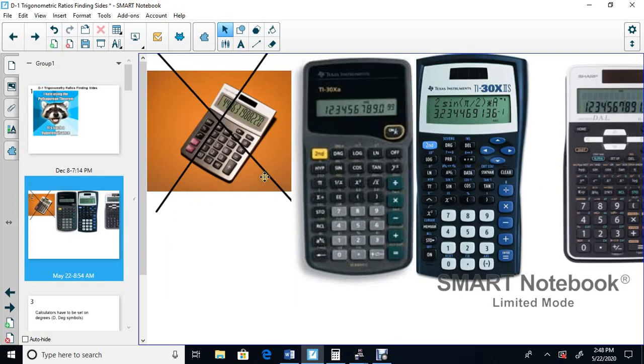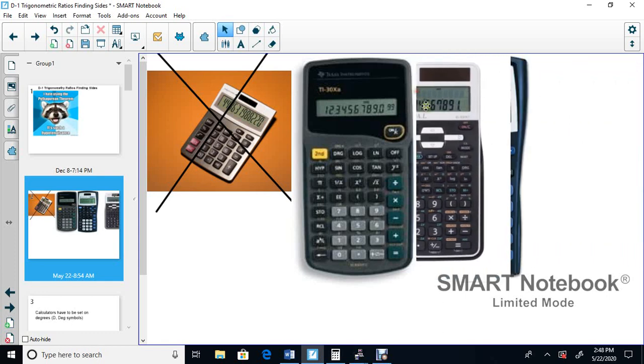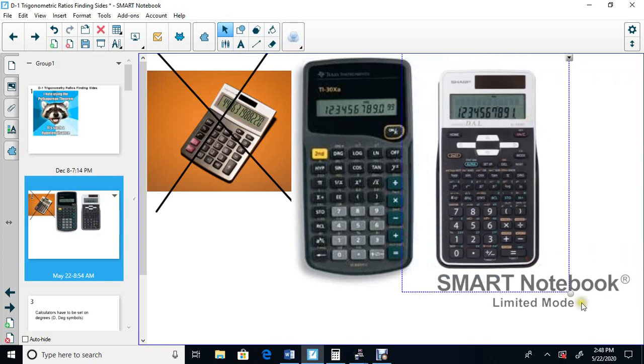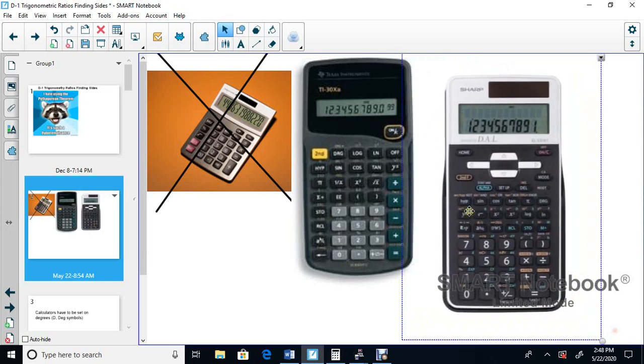In order to do today's lesson, you have to have a good calculator. You can't have a cheap dollar store calculator like this. It has to have these buttons: sine, cos, and tan. So here's a couple examples. One: sine, cosine, and tan. And here's a third one. You have to make sure you have the sine, cosine, and tan.